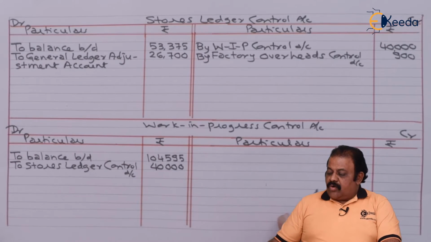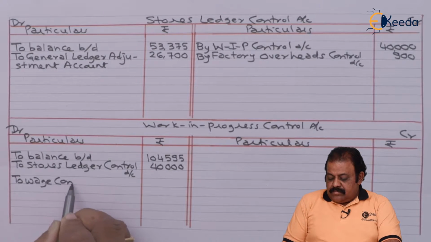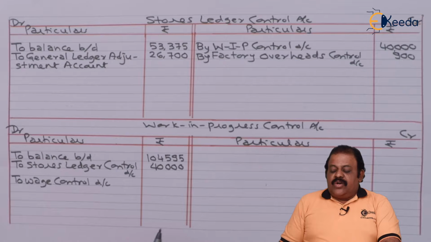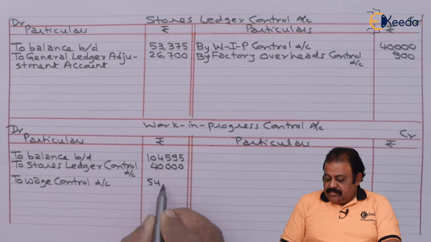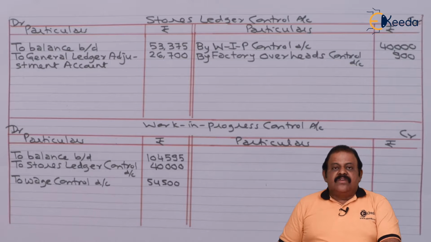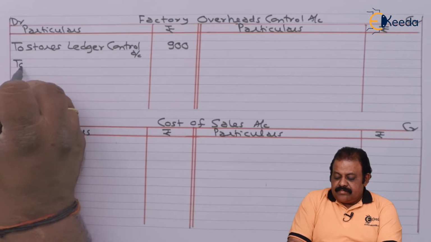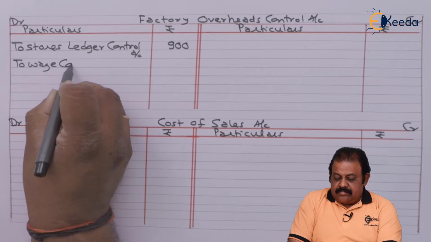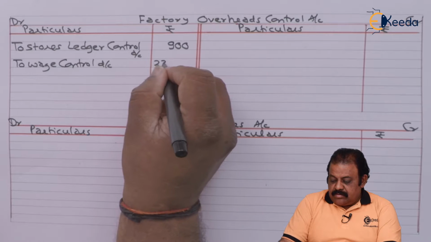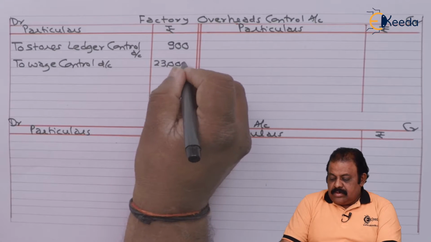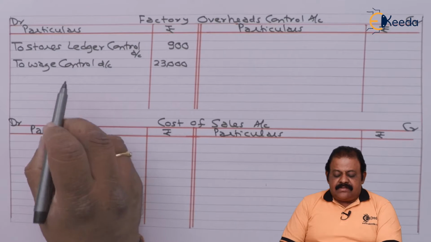Work in progress control account debit side to wage control account. This is for direct wages 54,500. Factory overheads control account debit side to wage control account 23,000. This is for indirect wages.